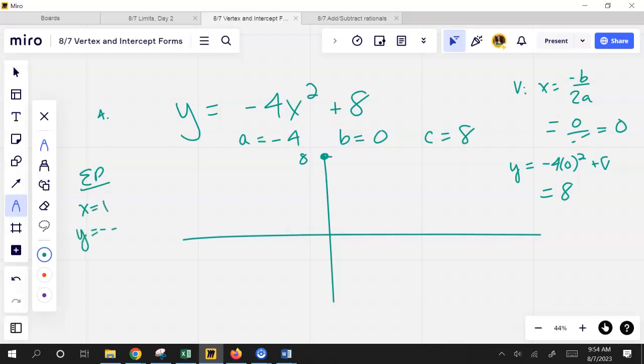When I plug it in, I get y equals -4 times 1 squared plus 8, which is 4. So that point is (1, 4). Reflect and connect. Remember, this vertex is also my axis of symmetry, so I reflect over that axis over here. Is it sad? Yes. Is it skinnier than average? You can't tell on mine because I'm not very accurate, but it would be yes. So it does all the things it's supposed to do.